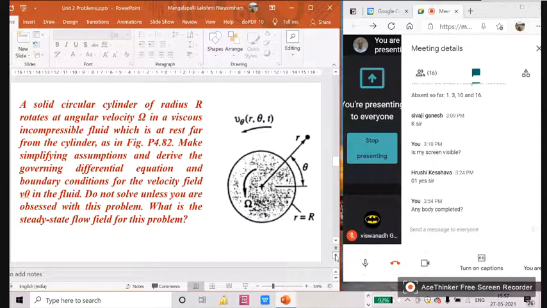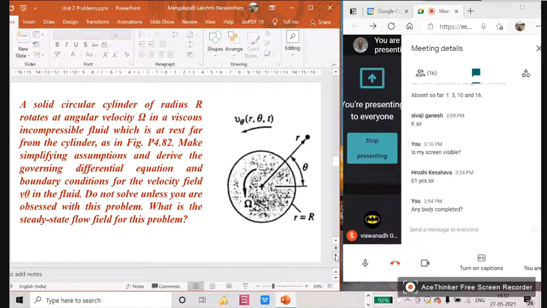See, all the problems which I am now showing, they are from the textbook. This problem is given at the end of chapter 4. So I have selected some problems and I am giving the solution for them.